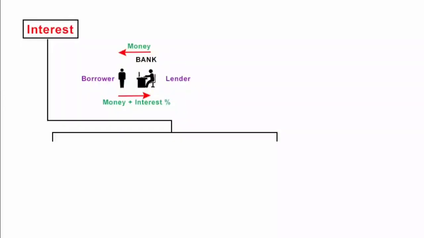Now this interest is of two types, simple interest and compound interest. Let's understand the first one, simple interest. By the name itself, it means that this interest is a pretty simple and straightforward interest rate. What you have to do is multiply the principal amount by the interest rate and by the number of years that you have taken the loan for.